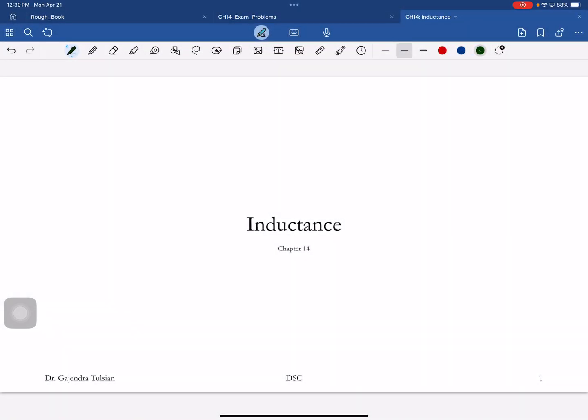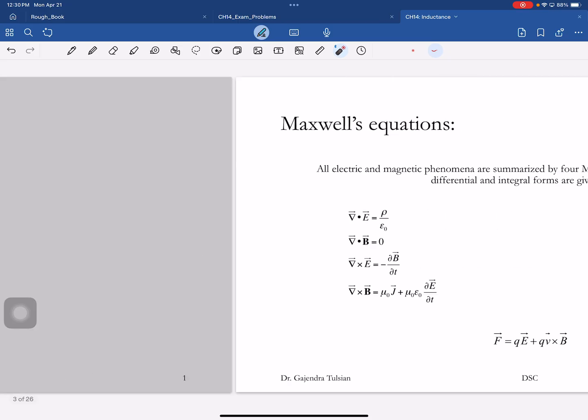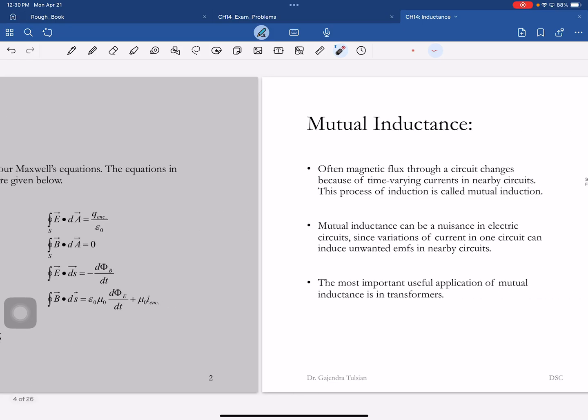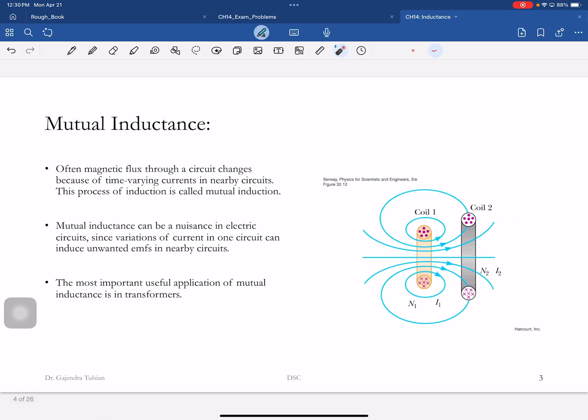All right, so this chapter is on inductance. Let me show you what this is about. You guys saw that, so this is Maxwell's Faraday's equation. What this tells you is time-varying magnetic fields produce electric fields. Okay, so we'll see an application of that. So that's what this chapter is based on.